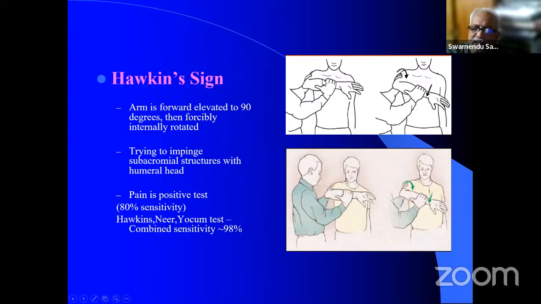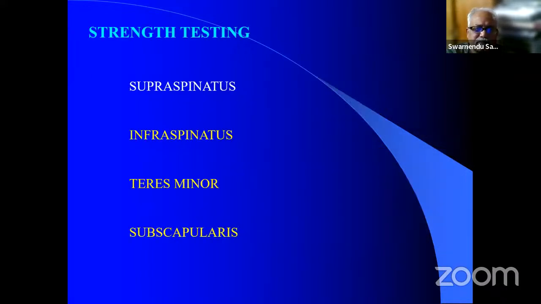This is the classic picture. The shoulder should be at 90 degree. The thumb should be down and pronated. Then you have to rotate it so that the humeral head along with the supra is going to rub on the undersurface of the acromion. So this is the classic way how the Hawkins-Kennedy test is done.